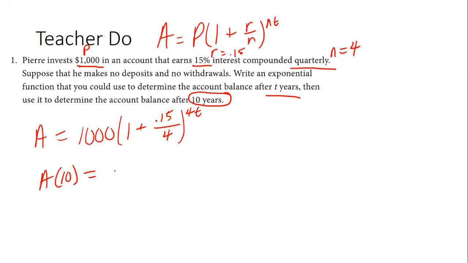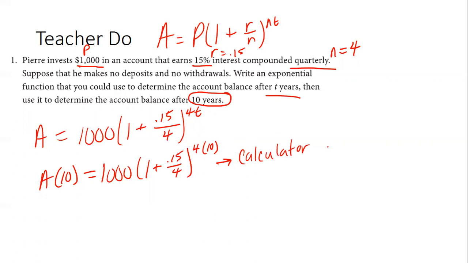So if I'm substituting in 10, I have 1,000 times (1 plus 0.15 over 4) to the 4 times 10. That's easy enough. That's the substitution way. The other way is I'm going to plug my original into the calculator, to Y equals. Okay, so let me pull up my calculator.